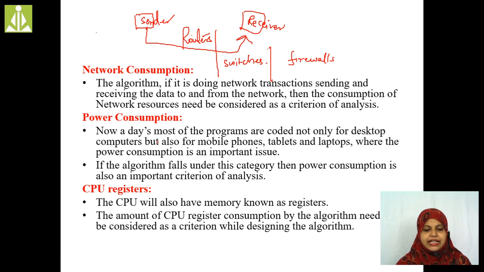Next one is the power consumption. Nowadays power consumption is a big criterion to analyze any algorithm. Why? Because most programs are designed and coded not only for desktop computers but also for mobiles, tablets and laptops, where power consumption is an important issue. Before that, if you were generating code only for laptops or desktops, power consumption was not an issue.